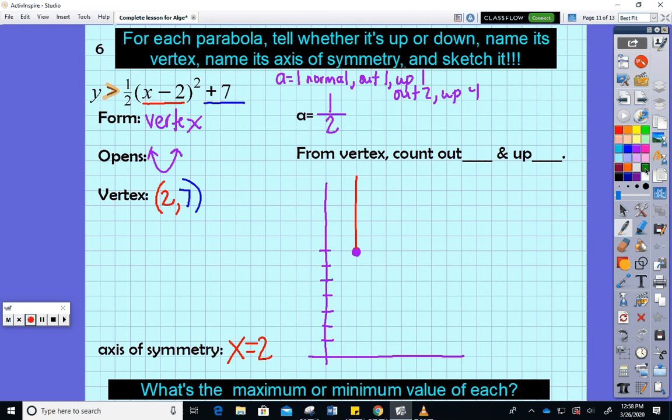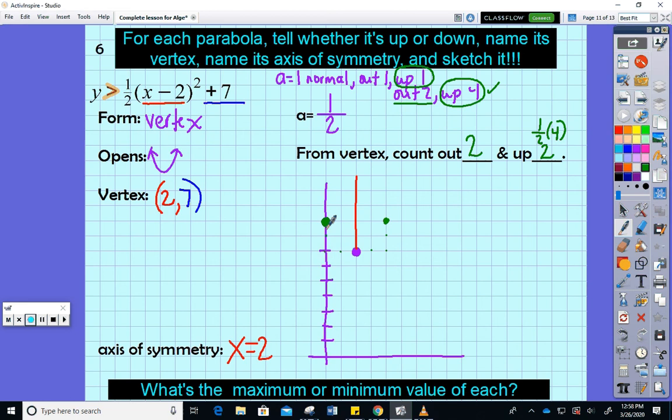I can take half of 1, but that's messy. I could also take half of 4. This is easier. So I'm going to do the out 2, up half of the 4. So I'm going to go up 2 from the vertex, and that makes this guy a little shorter. So from the vertex, I'm going to go out 2, up 2, out 2, up 2.